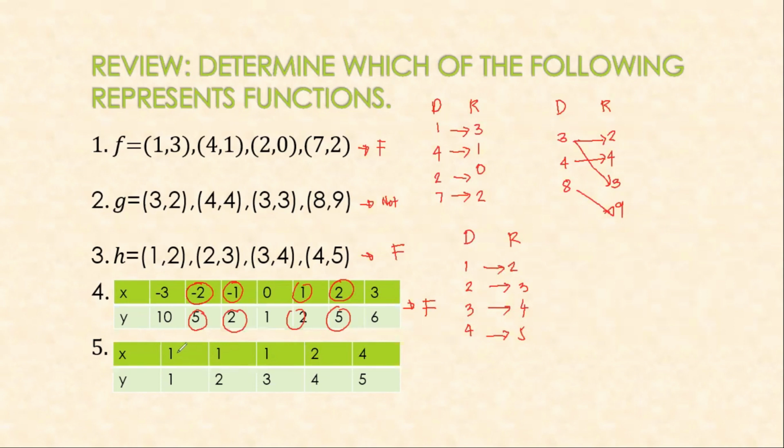However, in number 5, we can observe here that 1, 1, and 1 corresponds to 1, 2, and 3. So this relation again is one to many. So there are three ordered pairs that have the same first coordinate. Therefore, this table of values is not a function. All right, so that is all about function.